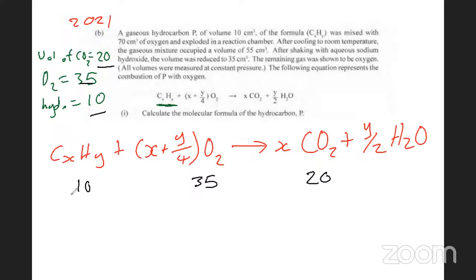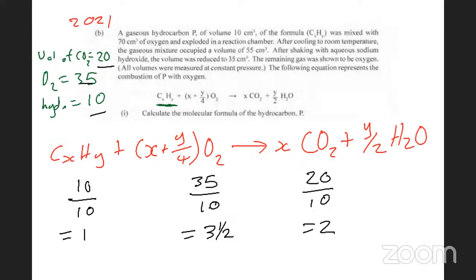Once you do it like this, you are going to divide by the smallest number of the three. All right. So 10 divided by 10, that is 1. 35 divided by 10, we don't use decimals, so you write 3.5. 20 divided by 10 is 2. So in this reaction, we use 1 mole of our hydrocarbon to produce 2 moles of CO2. I'm going to erase the X plus Y over 4 for a minute.